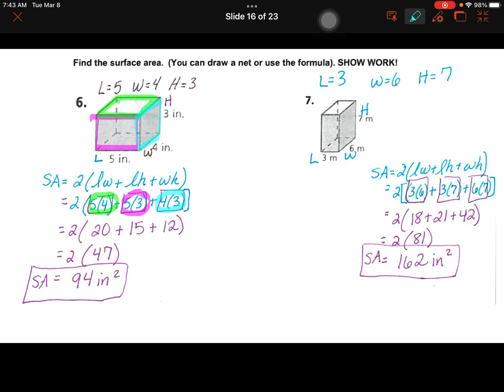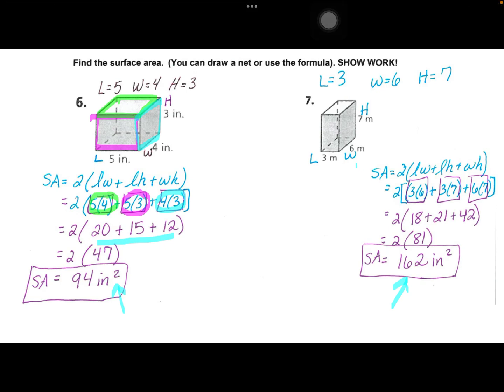And then remember, you have to multiply first. Then we're going to add everything on the inside. Then we finish by multiplying by 2 at the end. And don't forget, it is area, so it is square units, because you're covering the outside of the shape with square units. So our length is 3, our width is 6, and our height is 7. And we get a total surface area of 162 inches squared for number 7.